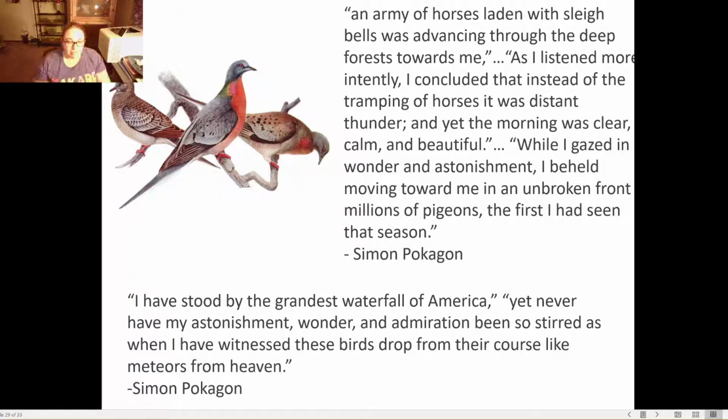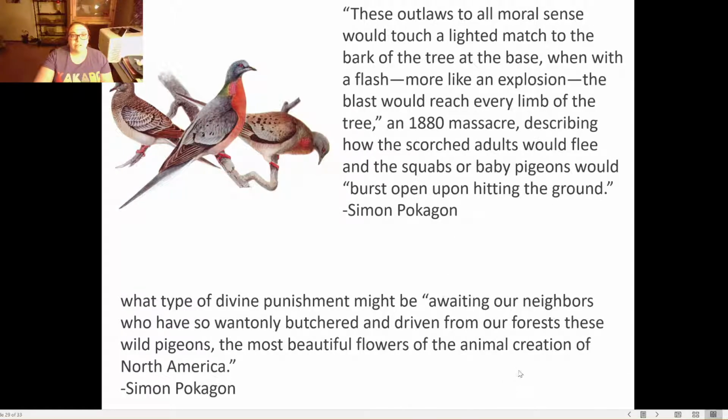So, learning some of these methods, the tribal leader, Simon Pokagon, that we were talking of earlier, said that these outlaws, to all moral sense, would touch a lighted match to the bark of a tree at the base, when with a flash, more like an explosion, the blast would reach every limb of the tree. So he wrote this of an 1880 massacre, describing how the scorched adults would flee and the squabs, or baby pigeons, would burst open, hitting the ground. Witnessing this, he wondered what type of divine punishment might be awaiting our neighbors who have so wantonly butchered and driven from our forests these wild pigeons, the most beautiful flowers of the animal creation of North America.